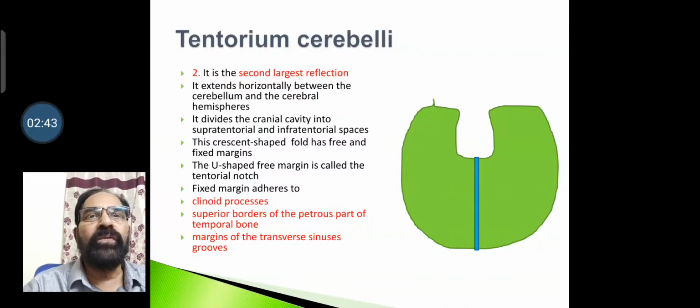Then we go to another dural fold, that is tentorium cerebelli. It is the second largest reflection. It extends horizontally between the cerebellum and the cerebral hemispheres. It divides the cranial cavity into supratentorial and infratentorial spaces. This is crescent shaped and has a free and fixed margin. The U-shaped free margin is called as tentorial notch. The fixed margin adheres to clinoid processes, superior borders of petrous part of temporal bone and margins of transverse sinuses.